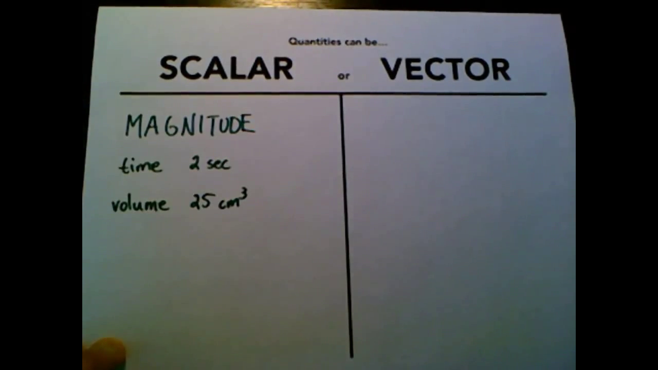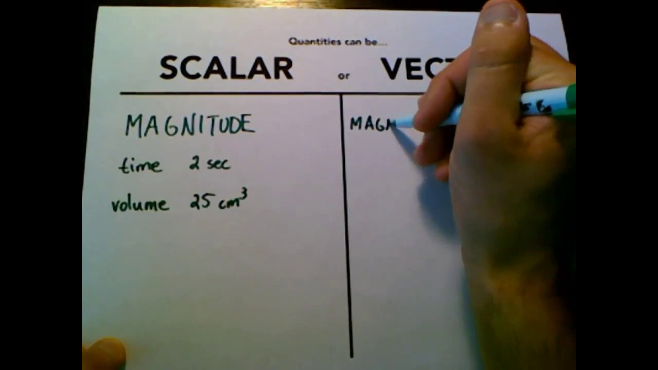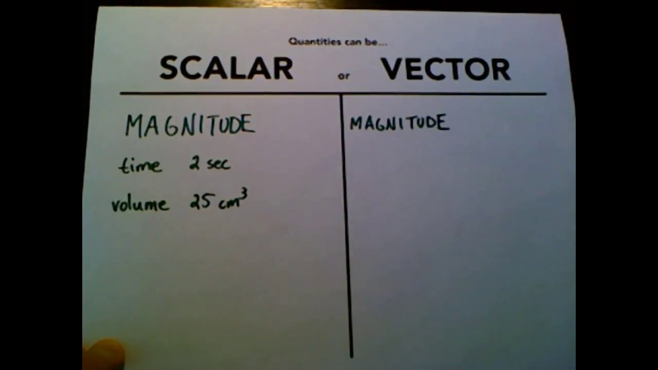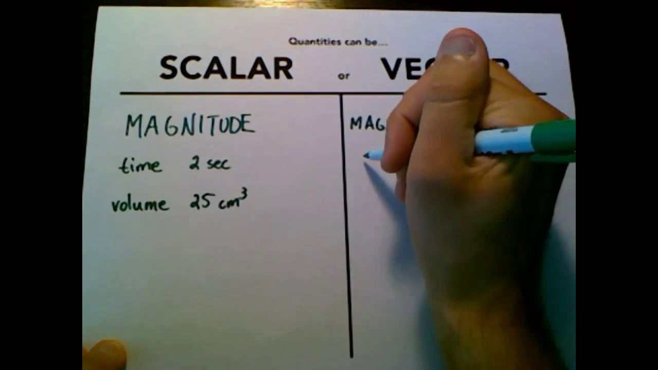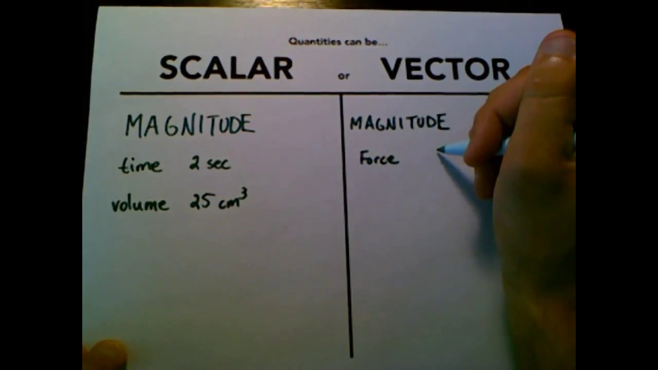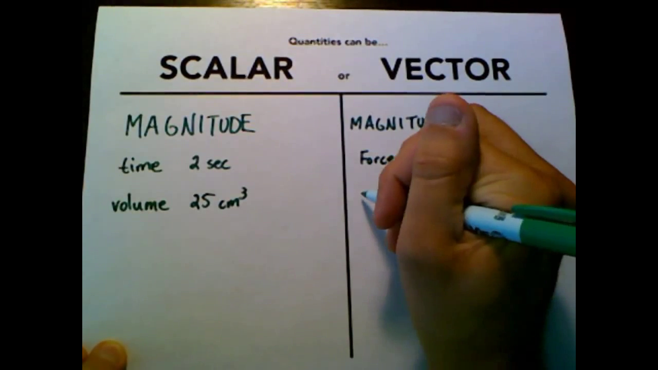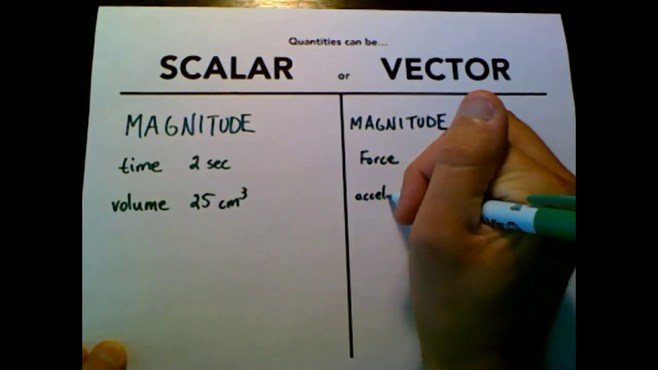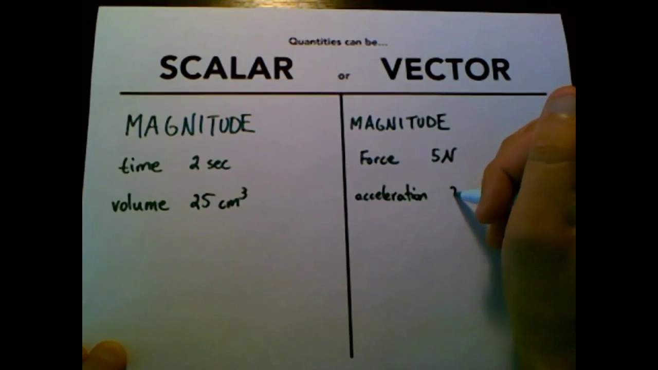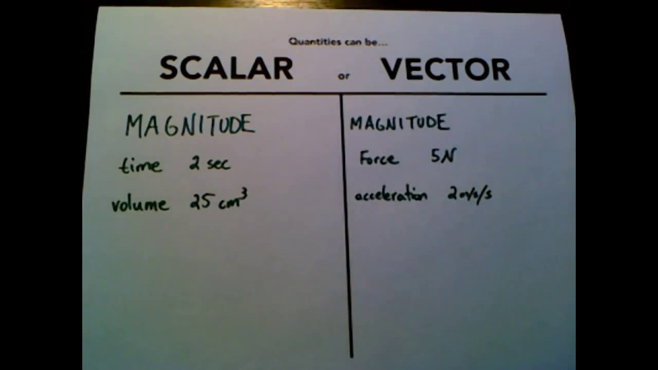All right, so let's go over to a vector quantity. A vector quantity is also going to have magnitude. So an example of a vector quantity is going to be a force. All right, and we could say that we have a force of 5 newtons. Another vector quantity, and we're going to learn about this very soon, is going to be called acceleration. And let's say we have 2 meters per second for acceleration.